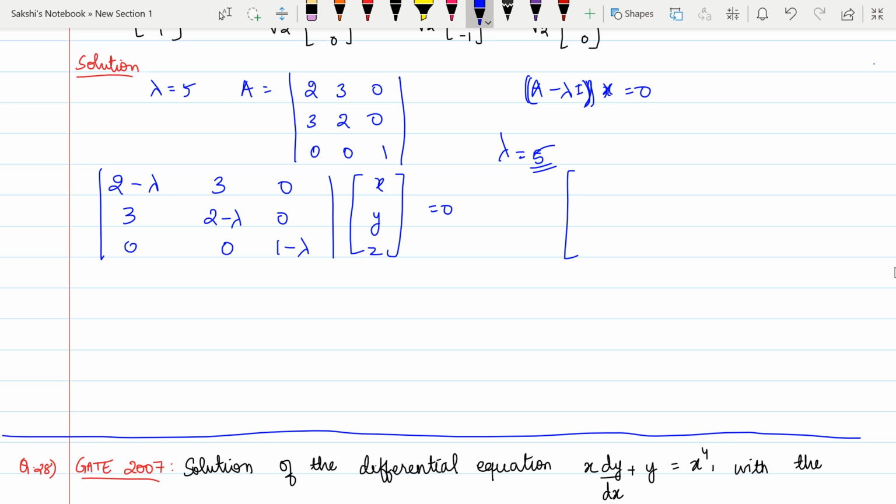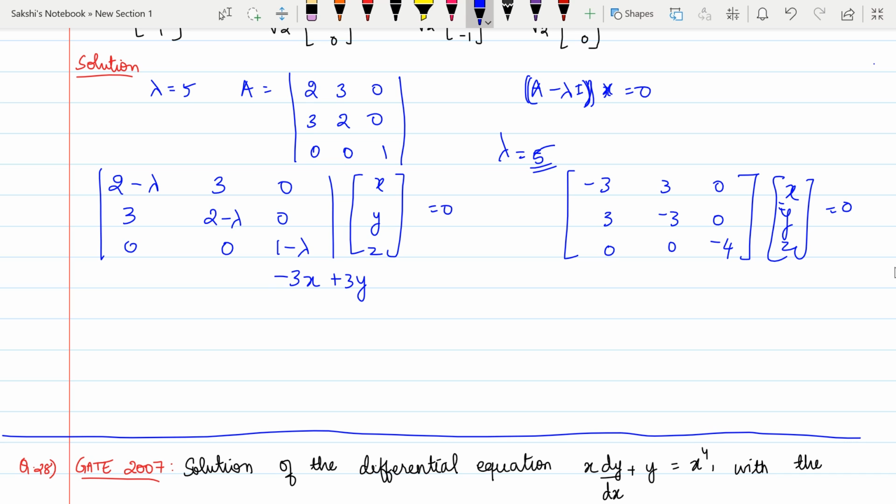So now our matrices will be [2-5 = -3, 3, 0; 3, -3, 0; 0, 0, -4] into [x, y, z] equal to 0. Therefore, when we solve this, we get minus 3x plus 3y plus 0 is equal to 0, 3x minus 3y plus 0 is equal to 0, and minus 4z is equal to 0.